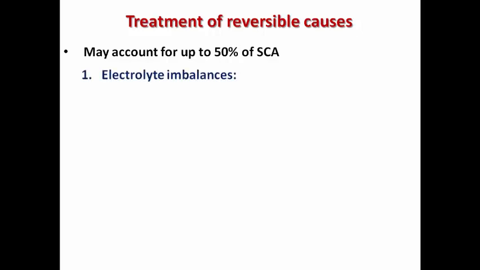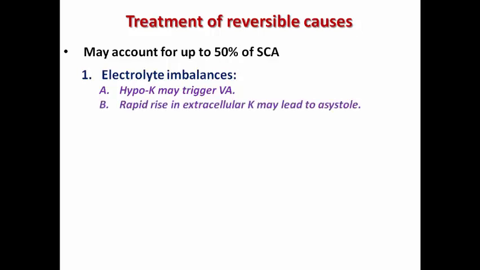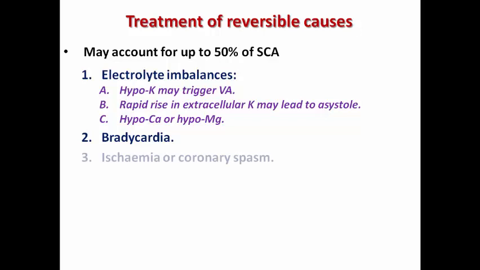For example, electrolyte imbalance like hypokalemia, which may trigger QT prolongation resulting in ventricular arrhythmias. Even the rapid rise in extracellular potassium may lead to asystole and cardiac arrest. Hypocalcemia and hypomagnesemia may also result in QT interval prolongation. Severe bradycardia may result in brady-dependent VT by the prolongation of the QT interval with the increase in RR interval.